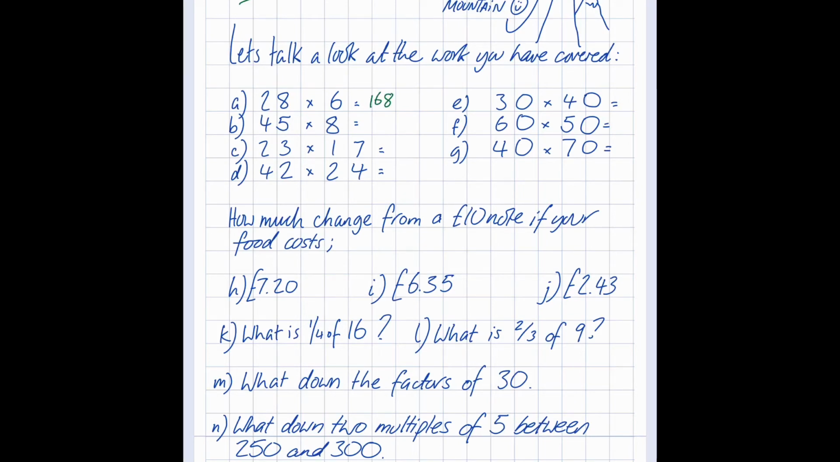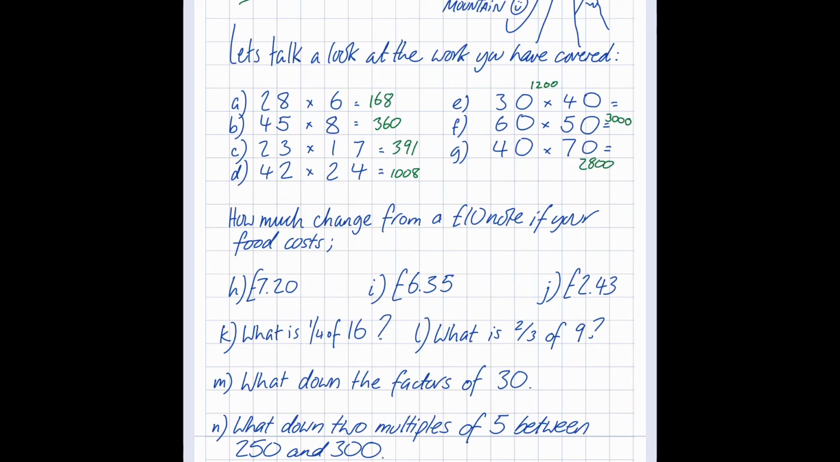45 times 8 was 360. 23 times 17 was 391. 42 times 24 was 1008. And then for these, I will have to write the answers just to the side because I've run out of room there. First one was 1200. Next one was 3000. And the last one was 2800.